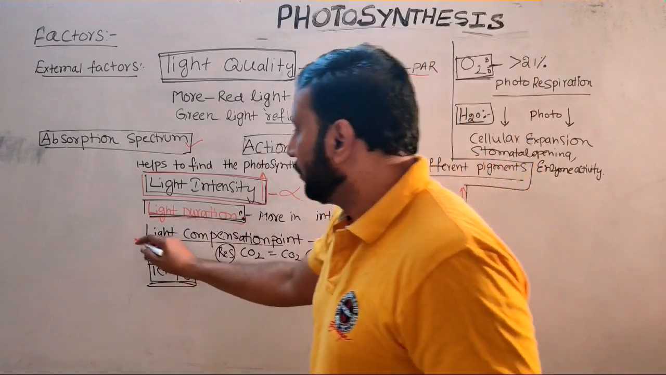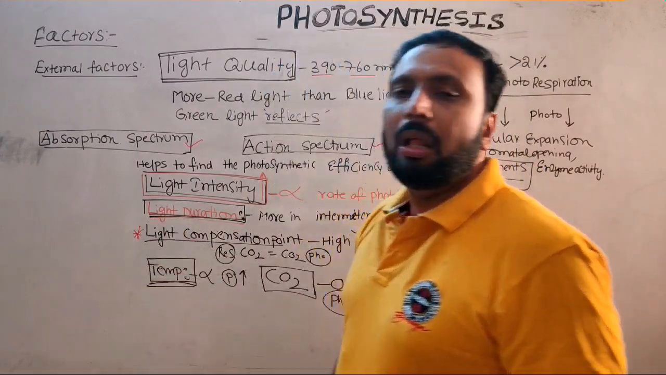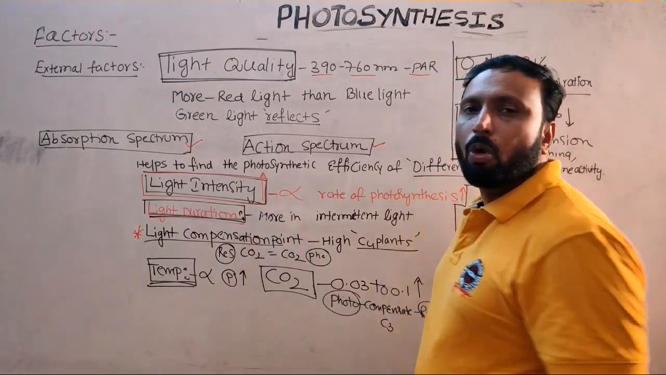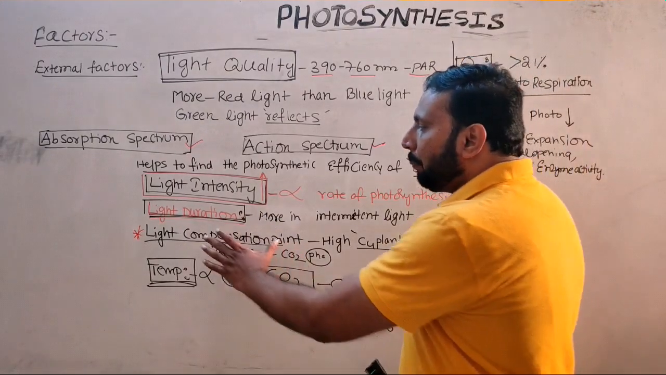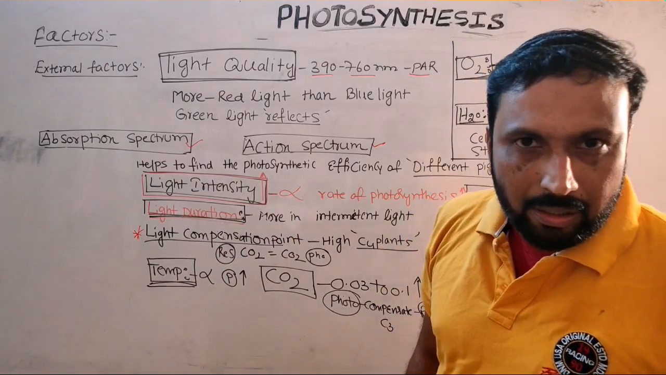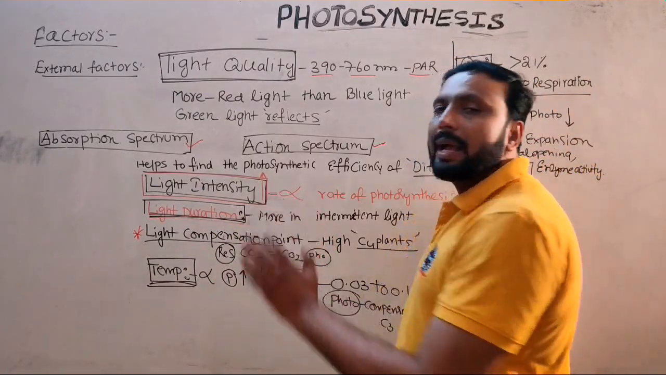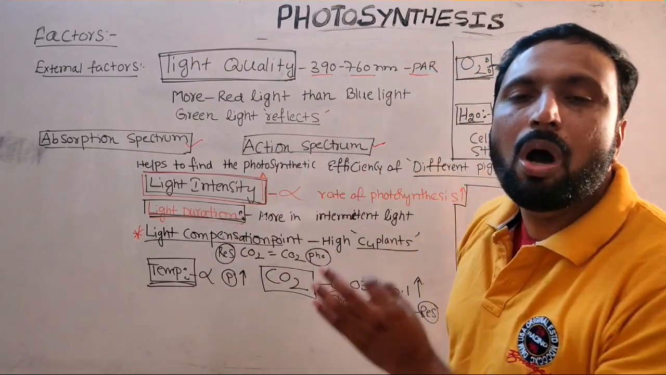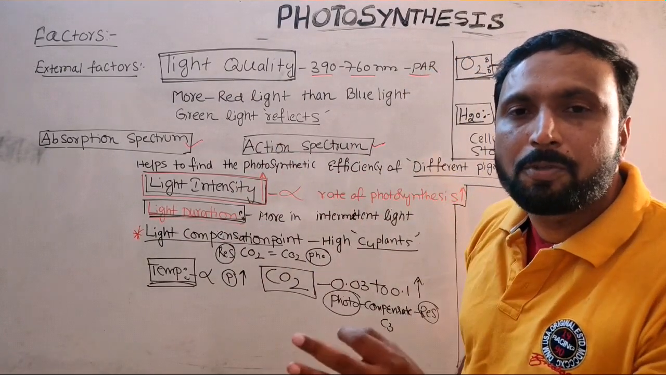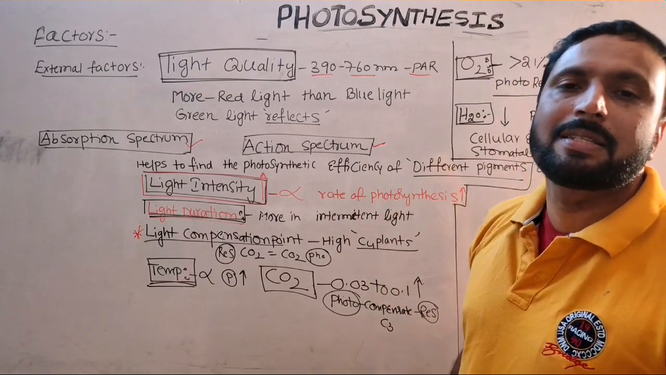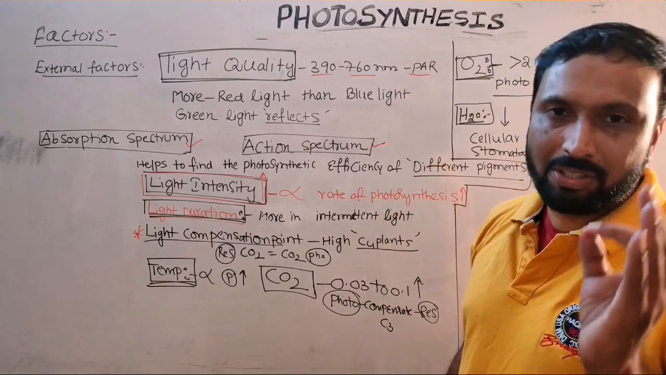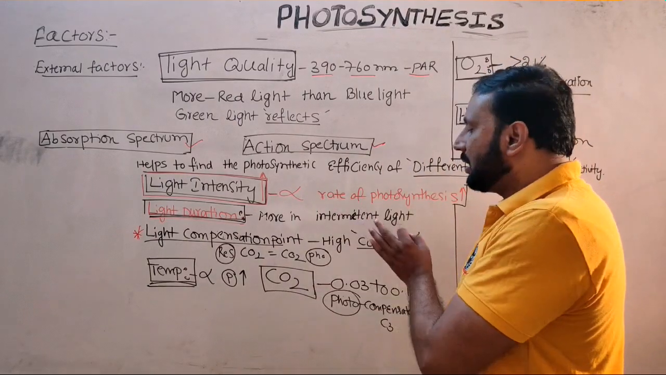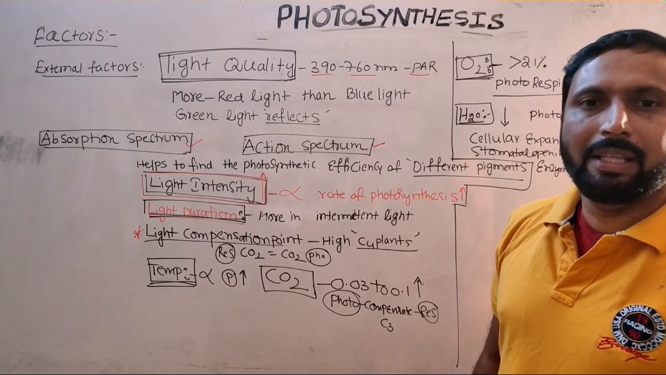So that is why we should know the meaning of light compensation point. Light compensation point means at a particular light intensity, the amount of carbon dioxide released during respiration is equal to the amount of carbon dioxide absorbed during photosynthesis. That is called light compensation point. That light compensation point is high in C4 plants, which is an important thing.